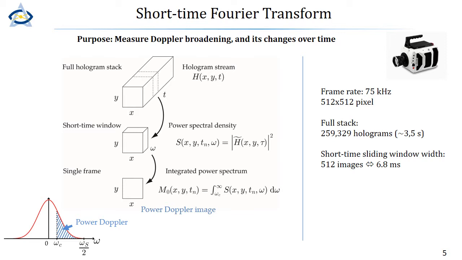So to do so, we have a signal that is sampled at 70 kilohertz or so, and we have a short time window of a few hundred images, which gives a resolution of a few milliseconds.